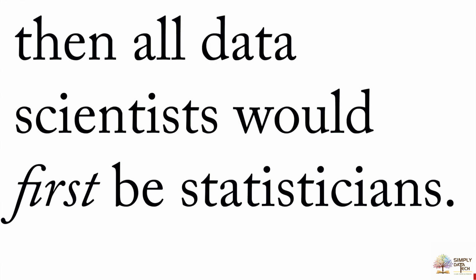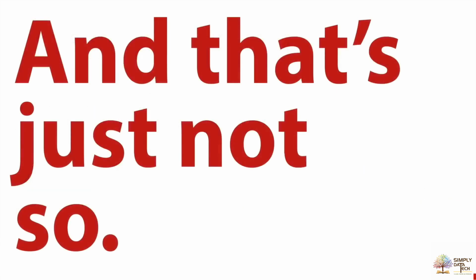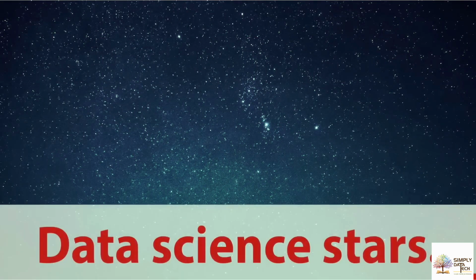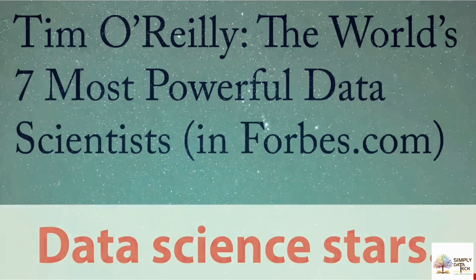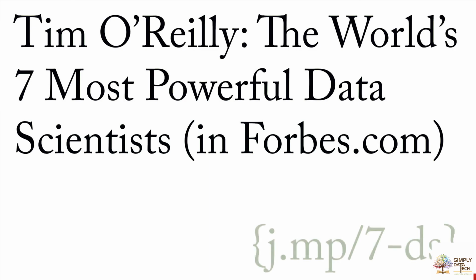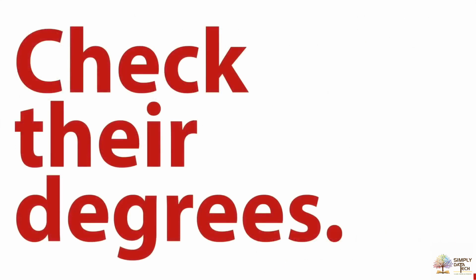And interestingly, that's just not so. Say, for instance, we take a look at the data science stars, the superstars in the field. We go to a rather intimidating article. It's called The World's 7 Most Powerful Data Scientists from Forbes.com, and you can see the article if you go to this URL. There's actually more than 7 people on the list because sometimes he brings them up in pairs, but let's check their degrees, see what their academic training is in.